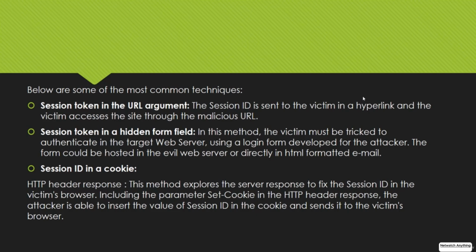That's another way. The third way is session ID in a cookie. HTTP header response: this method exploits the server response to fix the session ID in the victim's browser, including the parameter Set-Cookie in the HTTP header response. The attacker is able to insert the value of session ID in the cookie and send it to the victim's browser. Now, let's see an example for the same in our testing environment.